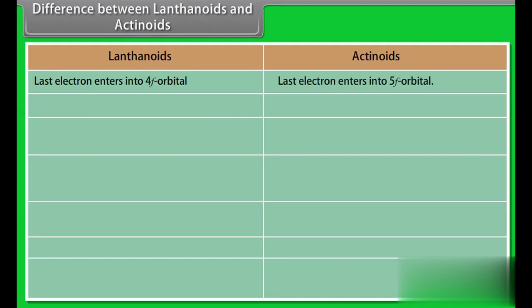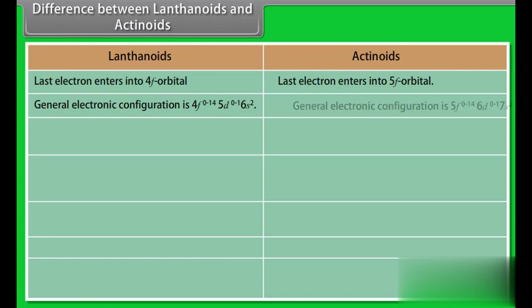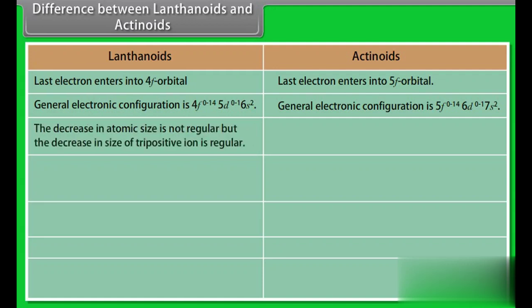Difference between lanthanoids and actinoids. In lanthanoids, the last electron enters the 4f orbital, whereas in actinoids, the last electron enters the 5f orbital. In lanthanoids, the general electronic configuration is 4f0 to 14, 5d0 to 1, 6s2, whereas in actinoids, the general electronic configuration is 5f0 to 14, 6d0 to 1, 7s2.